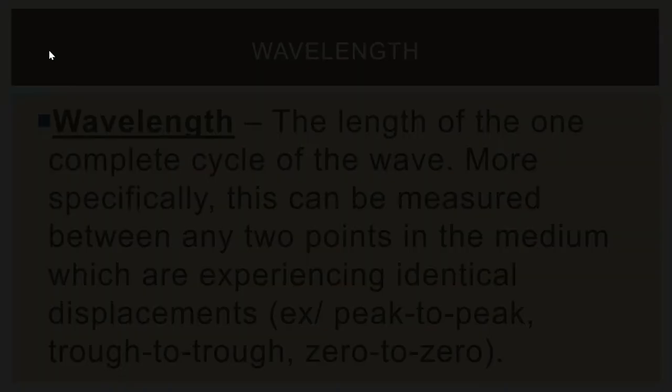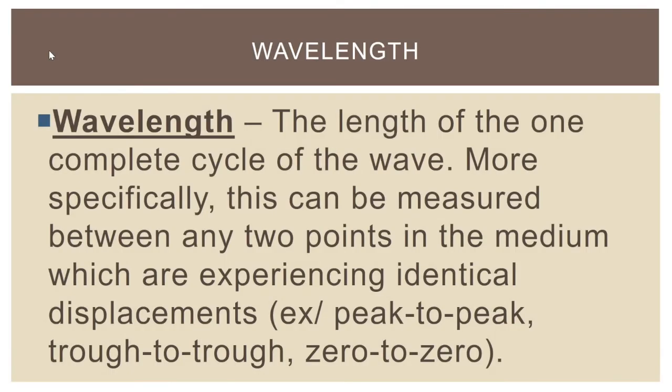It is the length of one complete cycle of the wave. More specifically, this can be measured between any 2 points in the medium which are experiencing identical displacements, because that ultimately is how you determine one complete cycle. That measurement can be made from peak to peak, from trough to trough, or from the zero line to the next time the wave is going to cause the particles to experience zero displacement.